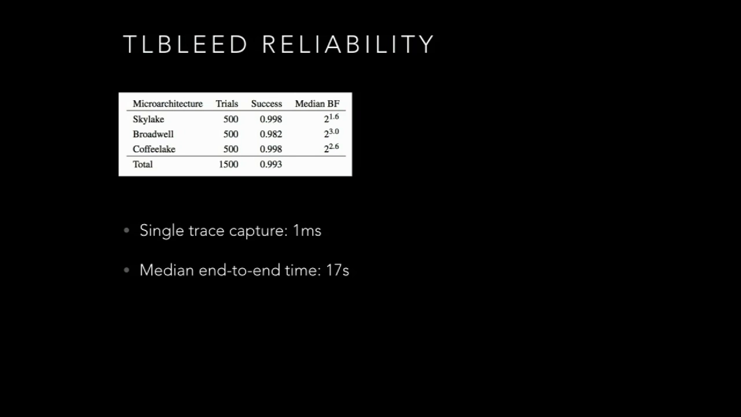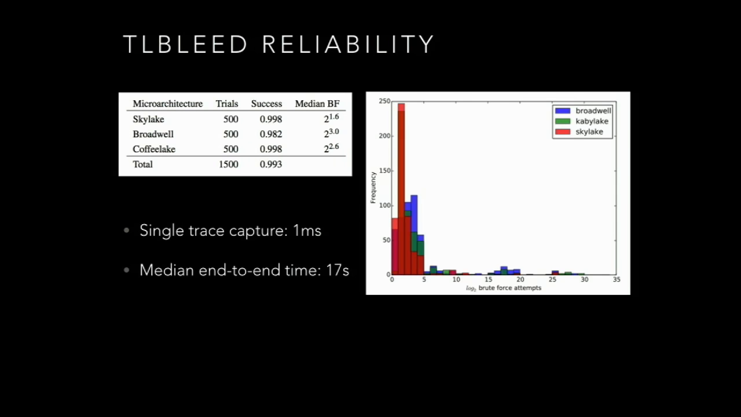And we find that in 98% of the cases or more, we can guess the real secret key after just a single trace. In total, that takes about 17 seconds from capture time, including the classification and including the brute forcing. In the median case, it takes just 17 seconds. So you can see here that most of the time we need hardly any brute forcing at all.